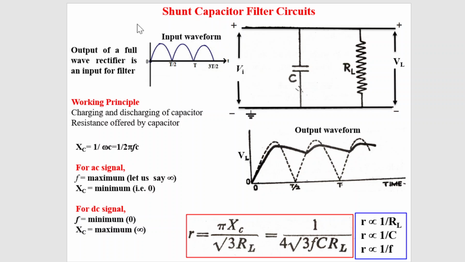So this variation in the voltage can be minimized by using a capacitor in parallel with a load resistance. A parallel combination of a capacitor with a load resistance is known as shunting of a capacitor, a shunt capacitor. So that is why the name of the filter circuit comes, that is, the shunt capacitor filter circuit.